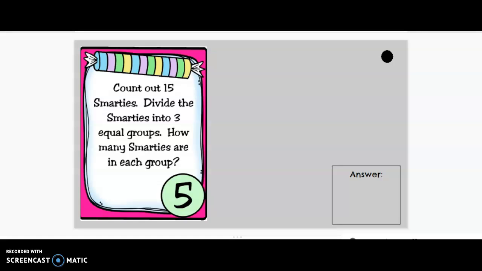Count out 15 Smarties. Divide the Smarties into 3 equal groups. How many Smarties are in each group?